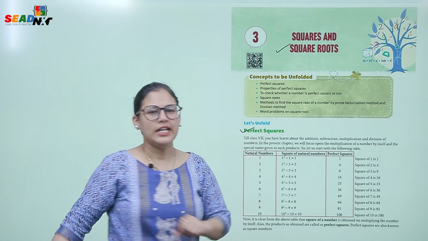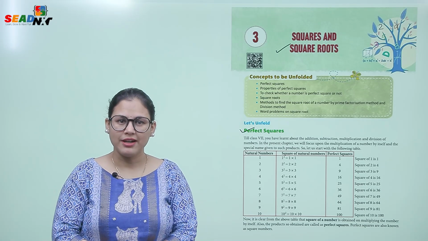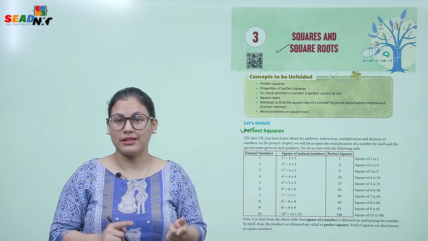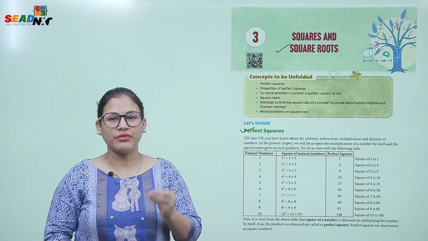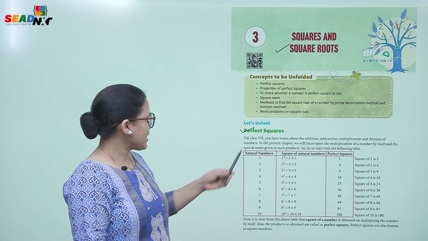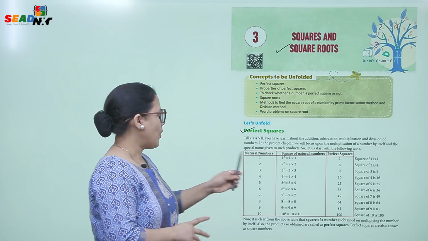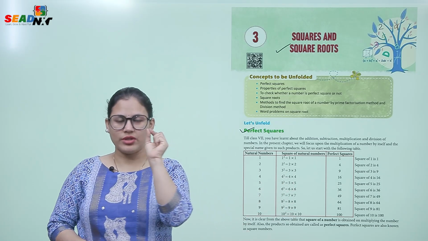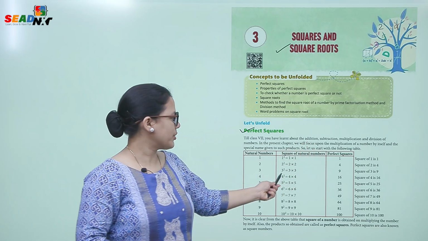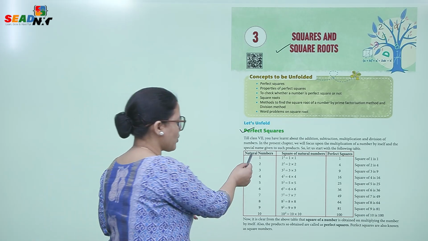Till class 7, you have learned about the addition, subtraction, multiplication and division of numbers. In the present chapter, we will focus upon the multiplication of a number by itself and the special name given to such a product. So let us start with the following table. These are the natural numbers 1 to 10 and we will multiply each number by itself. Meaning 1 into 1, 2 into 2, 3 into 3. So 1 into 1 is 1 square, 2 into 2 is 2 square, and 2 square is 4. And 3 into 3, that is 3 square, is 9. So children, do memorize the squares of these numbers.